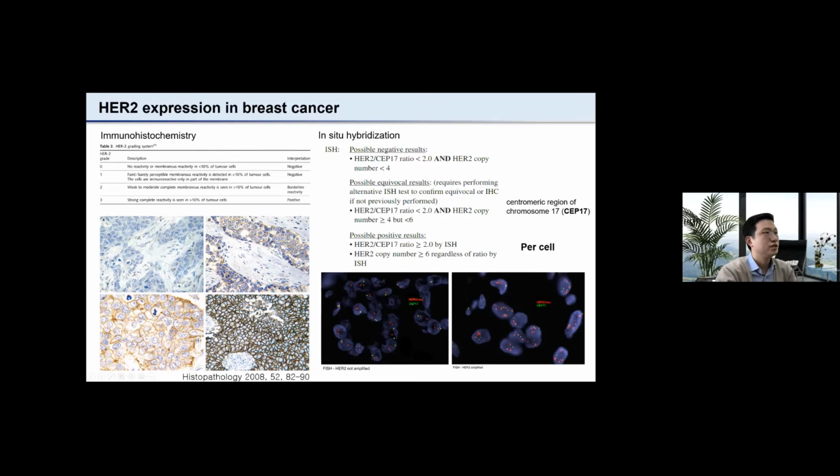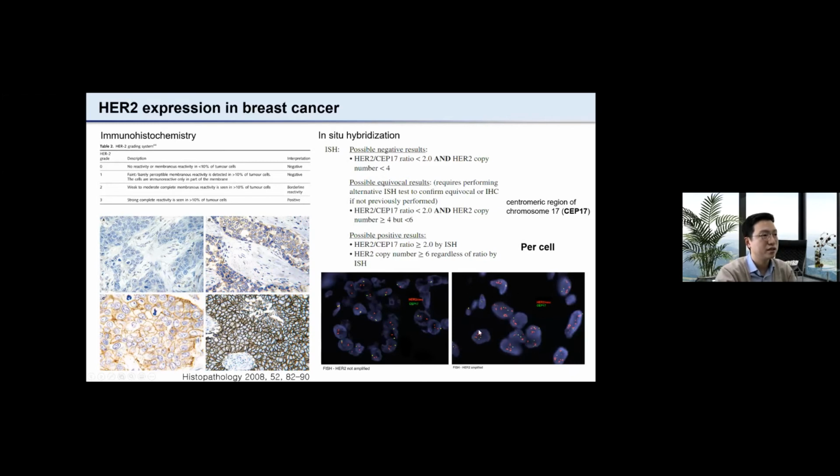So using the CEP17 as control, you can obtain the ratio between the two. And if the ratio is higher than 2.0, it is considered as a positive HER2. You can see the right figure.